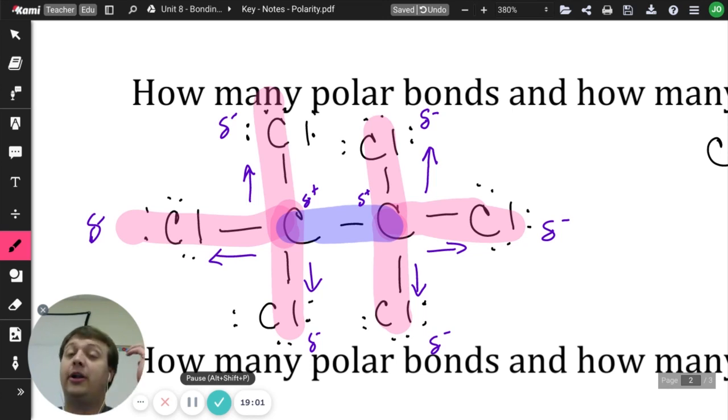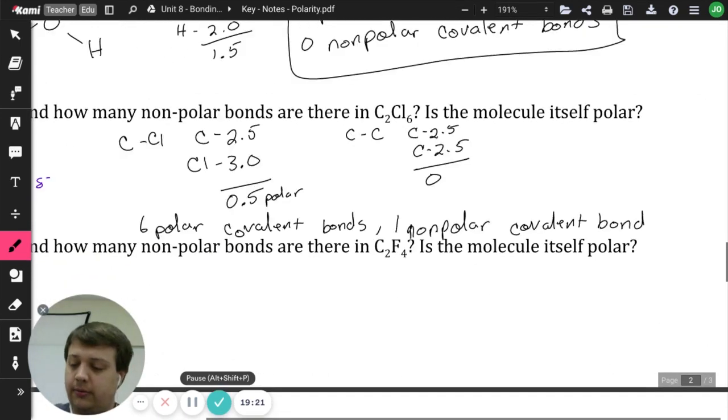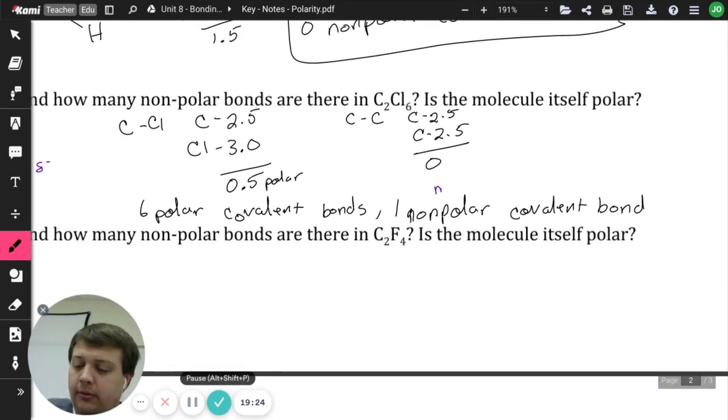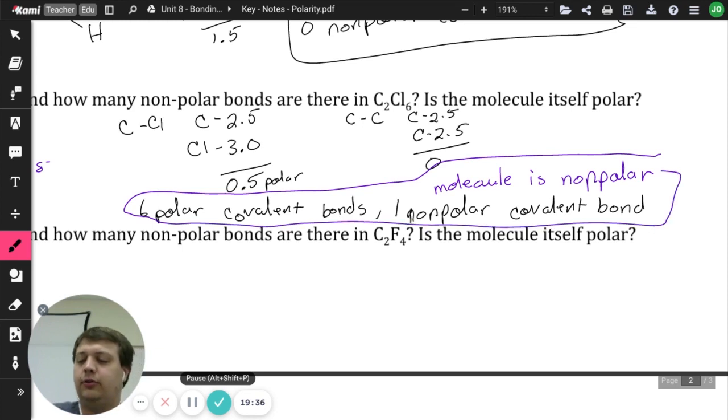Now, I need to decide if this molecule is polar or nonpolar. In terms of looking at this, I see on the outside, everything is negative, right? Remember that to be polar, you need one side positive and one side negative. In this case, all sides are negative. And so since all the sides are negative, the molecule is nonpolar. Okay, so all of this would be what the question was ultimately asking for.